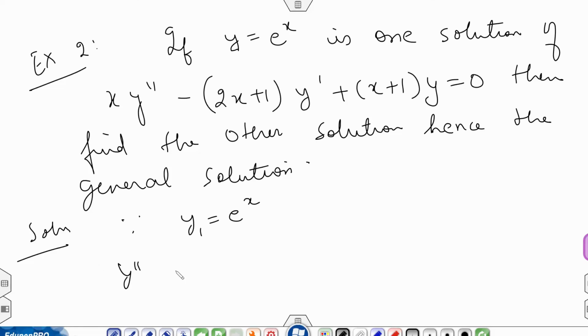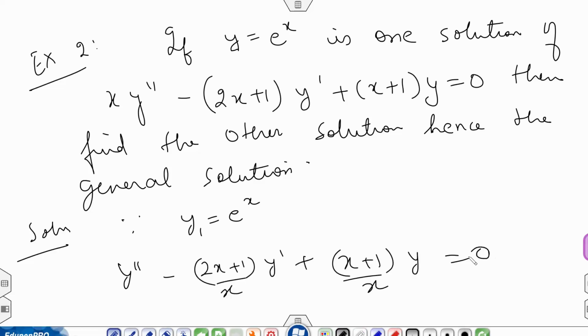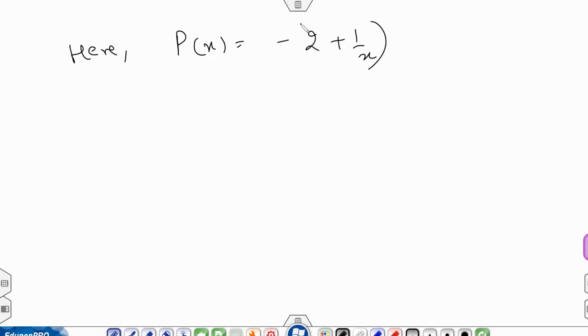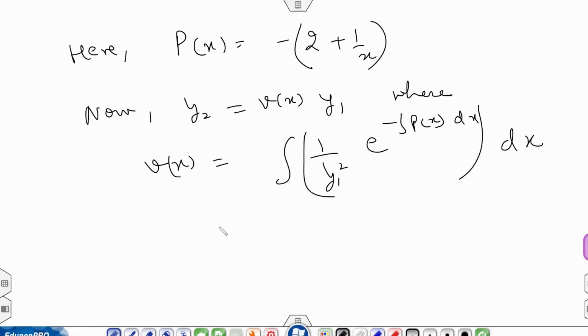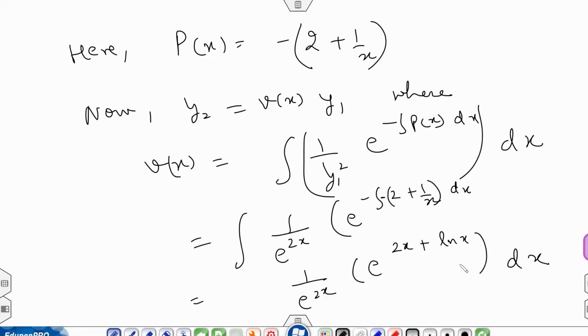I'll just write the standard form. This will be by getting divided by x. So I put my differential equation in the standard form, and here you can easily see what will be your p(x). Your p(x) will be this. So I'll just write it down. Now you know that y2 is v(x) into y1, where v(x) is this integral dx. So let us write down all the values and then integrate it.